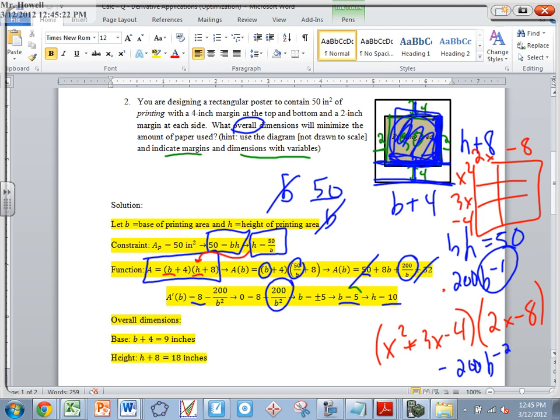So take your 5, add the 4 to it to get the base. Take your 10, add the 8 to it to get the height. Instead of 5, it becomes 9. This becomes 18. 9 by 18.